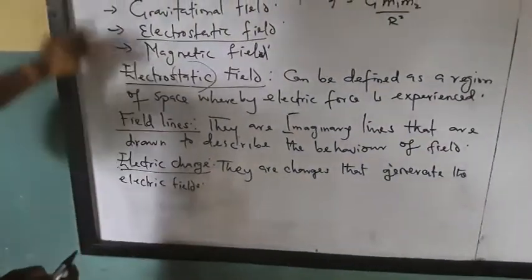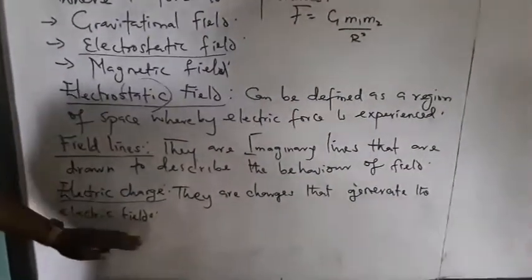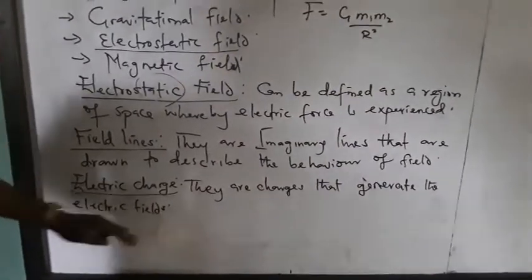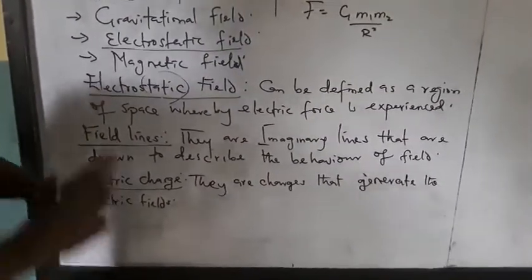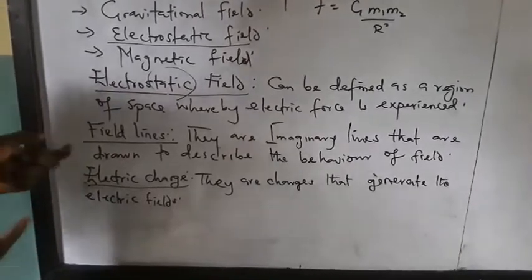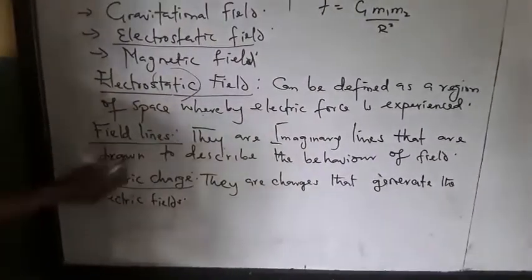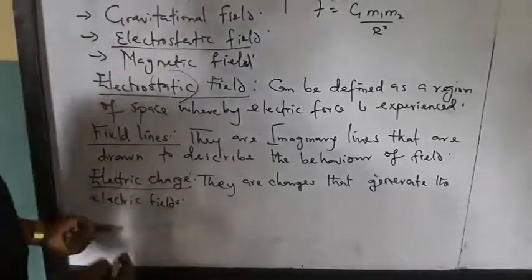So as you can see, you already understand the word electric field. And now, they generate the electric field. What are they generating? How do we indicate it? It's through our field lines. And we have types of what? Electric charges.